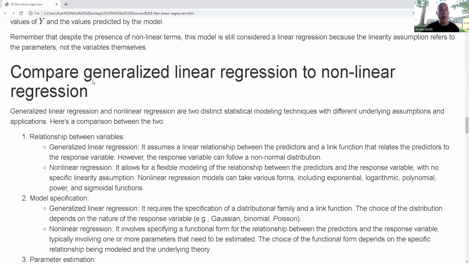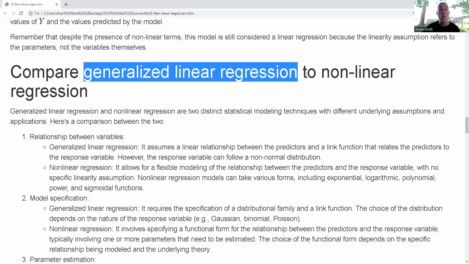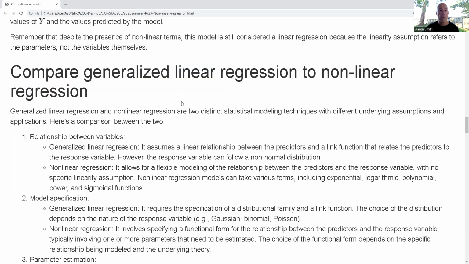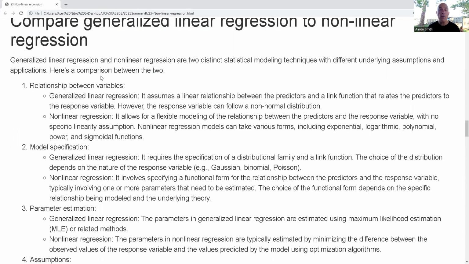All right, so now let's compare generalized linear regression to nonlinear regression. Generalized linear regression and nonlinear regression are two very distinct statistical modeling techniques with different underlying assumptions and applications. Here's a comparison between the two. So, the relationship between the variables.